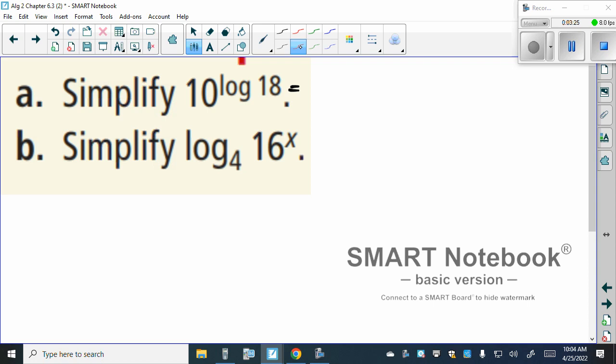Now the next one we're seeing here is we want to simplify 10 to the log of 18. Well, the unwritten base for this here is 10. So what would 10 to the log base 10 of 18 simplify to? 18.